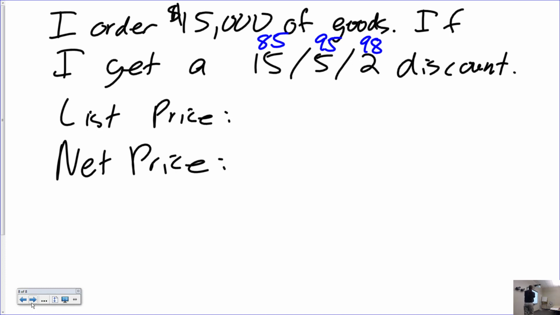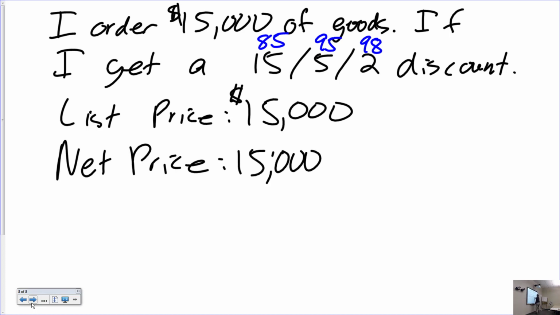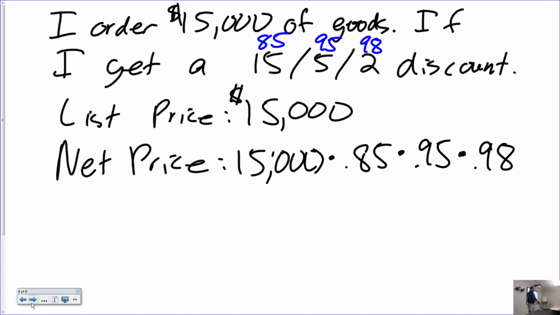So, technically, what's my list price? Is that the 1,500? 1,000. 50,000? Yeah. However much we're ordering. And now what are we going to do to get the net price in one step? Multiply by 0.85 times 0.95 times 0.98. That's all it takes. One quick step.